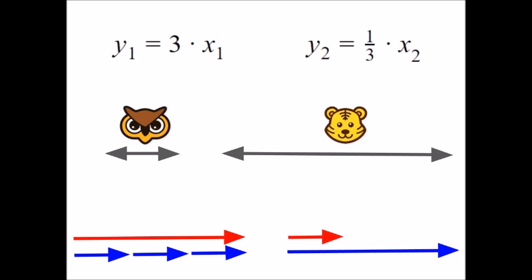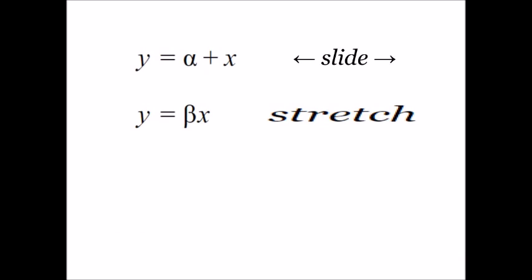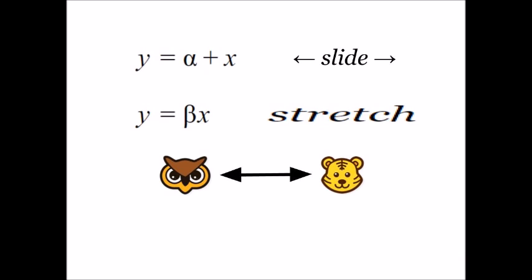Hey, owl, tell me about your friend. Oh, he's crazy. I move a little bit, he moves a lot. Hey, tiger, tell me about your friend. He's lazy. I run all over the place, he barely budges. Addition slides, multiplication stretches, different relationships, and exponents are next.